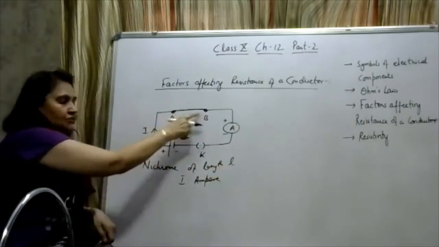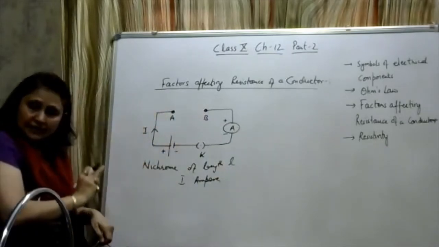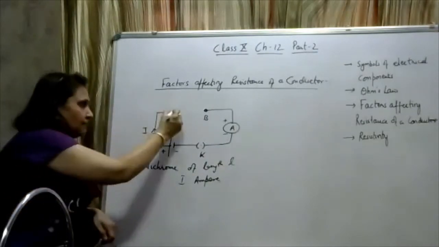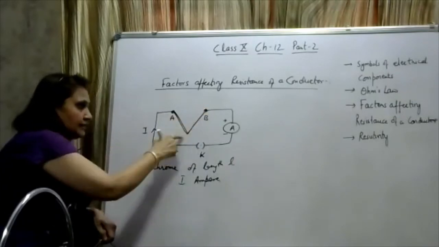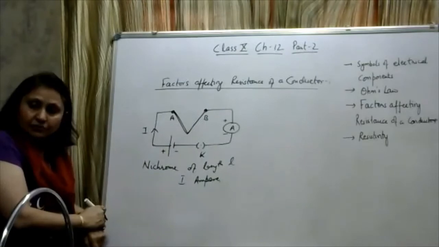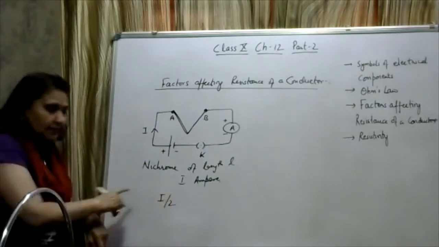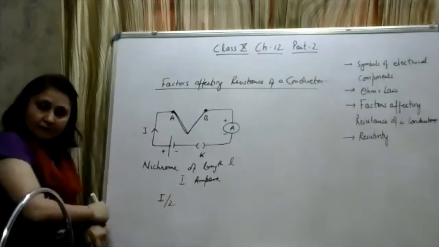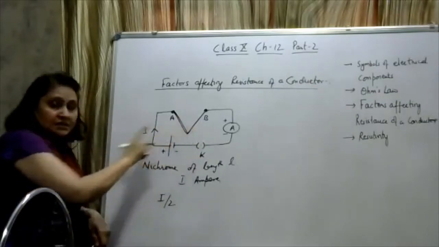Now we remove this wire AB from the gap and connect another nichrome wire of the same cross-sectional area, but double the length. Again, the ammeter reading is noted down. This time it is found that the ammeter reading drops to I by 2. The reading becomes half. Suppose it was 2 ampere, now it will become 1 ampere. It means the resistance is doubled.